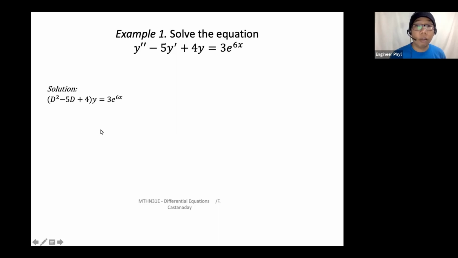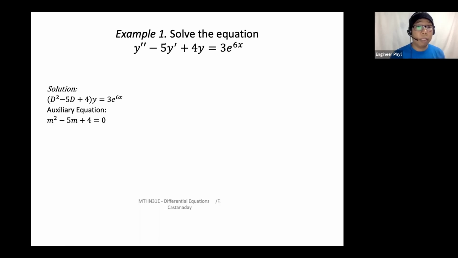So firstly, I'm going to write this equation in D operator form, or you may not need to write it in the operator form as long as you know how to express its auxiliary equation, because in finding the solution of a homogeneous equation, we need to determine the roots of the auxiliary equation. So here we'll be dealing with the left-hand side of the equation, and the auxiliary equation for this equation is m squared minus 5m plus 4 equal to 0.